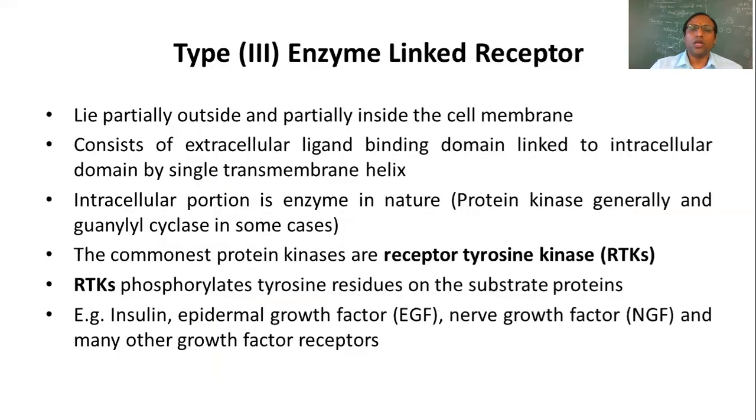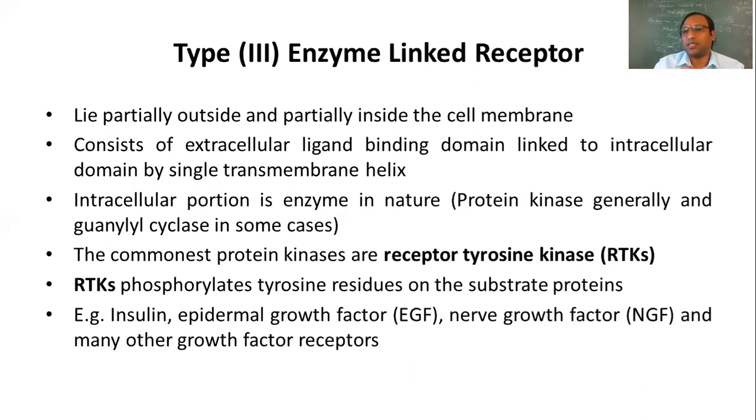So the third type of receptor is called the enzyme linked receptor. It lies partially outside, or you can say partially inside, the cellular membrane. It consists of an extracellular ligand binding domain linked to an intracellular domain by a single transmembrane helix. Single transmembrane helix means a helical structure in the protein which binds this protein enzyme and keeps it. The intracellular portion is enzymatic in nature.